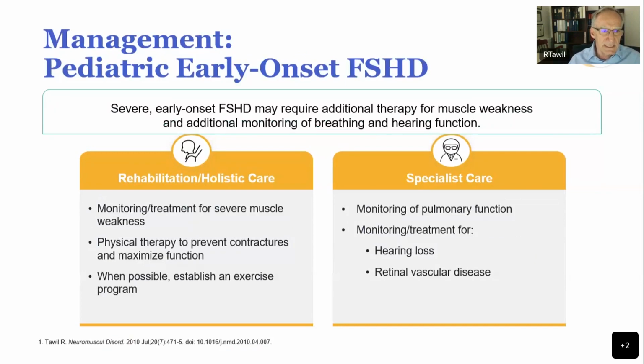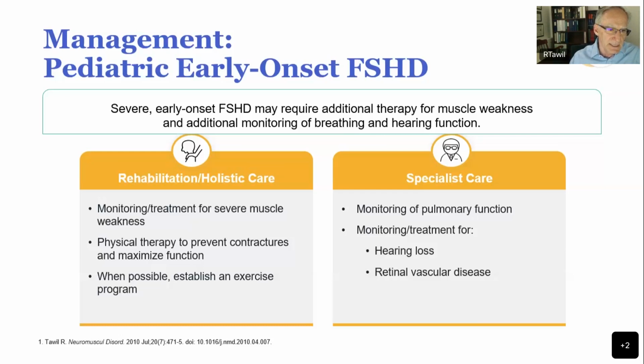Severe early onset FSHD may require additional therapy for muscle weakness and additional monitoring of breathing and hearing function. Again, as I mentioned, these are important. And I should add to that the retinal involvement, and monitoring that as well. So, monitoring treatment of severe muscle weakness, and again, physical therapists are very good at helping patients deal with increasing weakness. And physical therapy is very important for contractures.